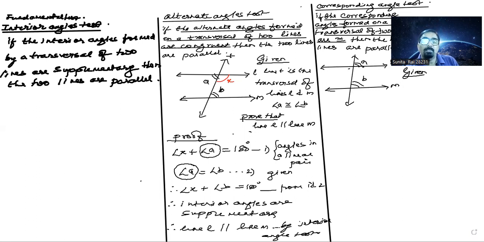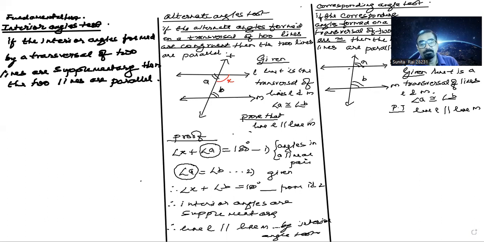So what I'm going to write, line P is the transversal of lines L and M. बाद में angle A congruent angle B, और आपको prove करना है these two lines are parallel. Line L parallel line M. You want to prove these two lines are parallel.